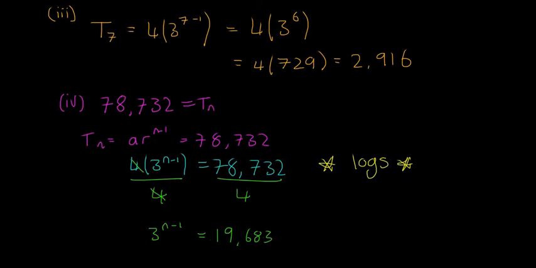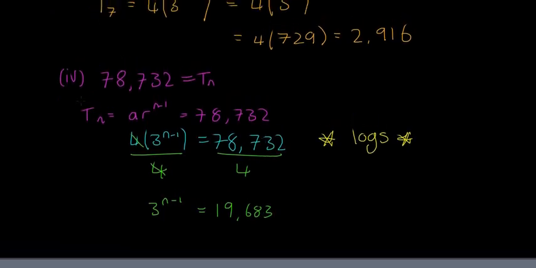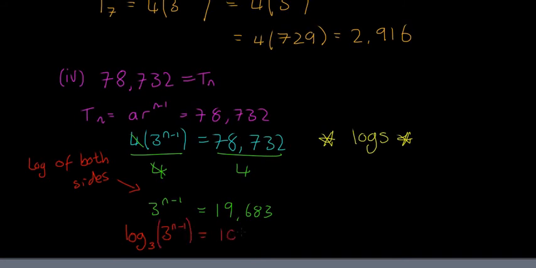19683. And now this is where the logs come in. So I'll go red for this. So we're going to take the log of both sides. So I'll just write that here. Log of both sides. So I'm going to take the log base 3 of 3 to the power n minus 1. Let's put that in brackets there, is equal to log base 3 of 19683. Here we go.